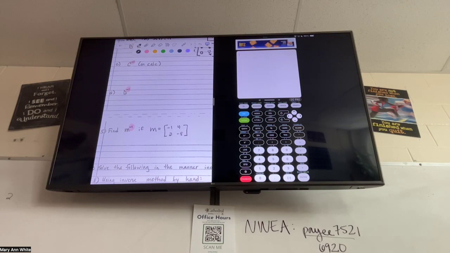Okay. Do you see the word matrix anywhere on your calculator? Yeah, where is it? Second, x to the negative one. So the x to the negative one has the word matrix above it in blue. My second button is blue. So to get that matrix, I'm gonna hit my second button and then I'm gonna hit x to the negative one.